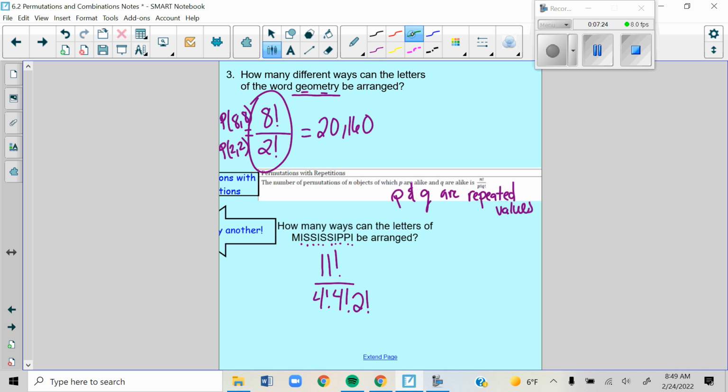Now, just a reminder, when you are typing this into your calculator, it's very important that you put parentheses around that denominator. Otherwise, your calculator is taking 11 factorial and dividing that by 4 factorial, and then it's taking that value and multiplying it by 4 factorial and 2 factorial. You don't want that to happen. You want all of the multiplication to occur first, and then that division to occur. All right, so you should end up with 34,650 different ways that that could occur.